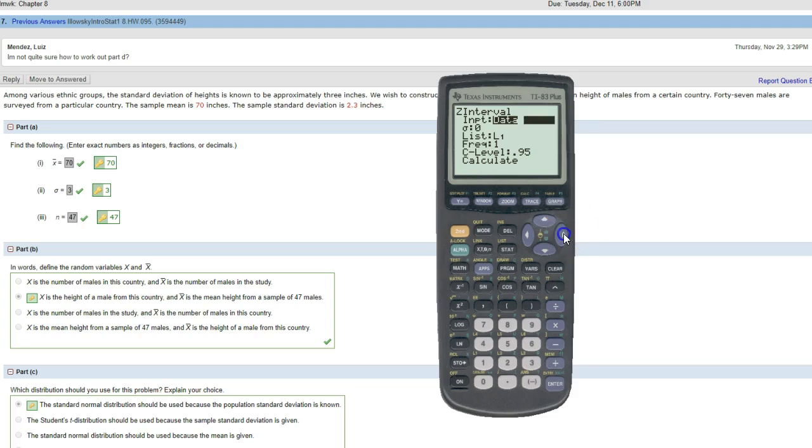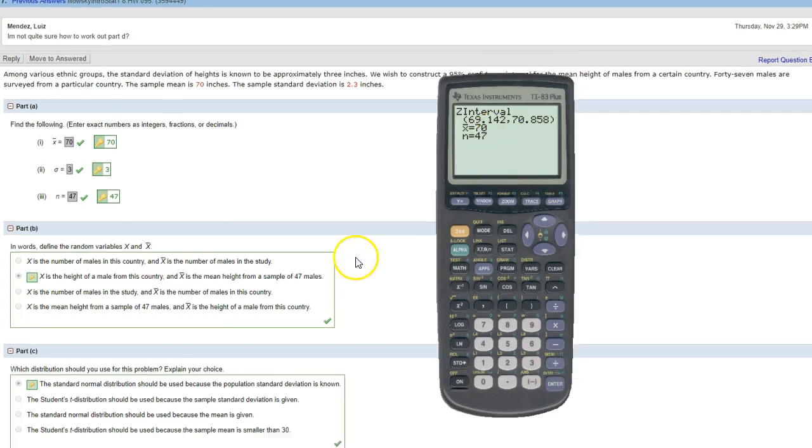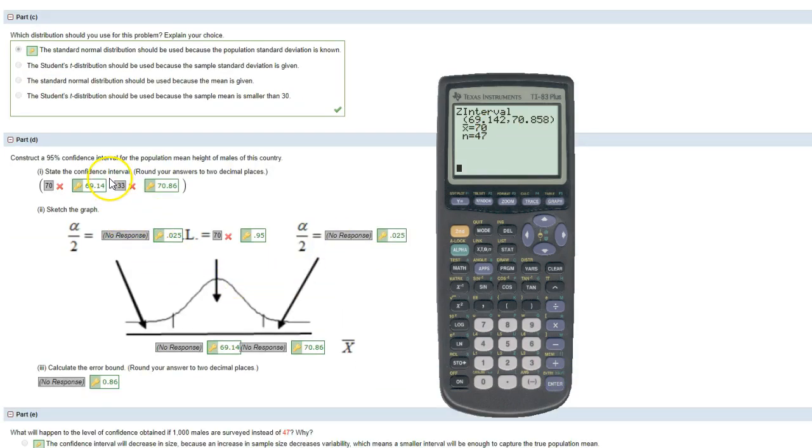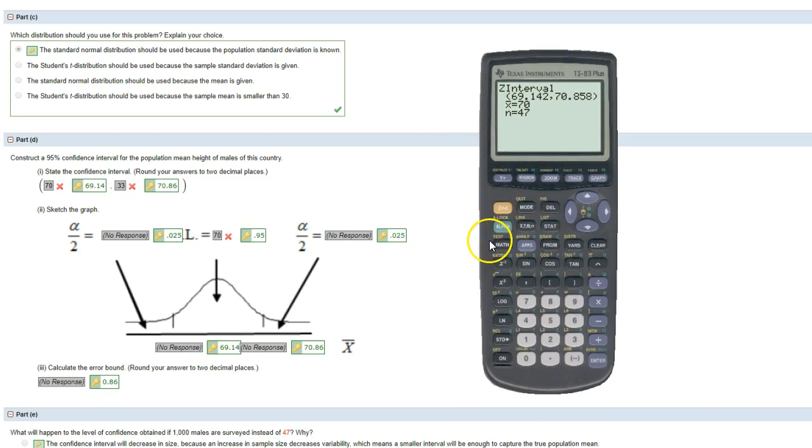And we have the stats given to us in the question. We know the population standard deviation is 3. The mean is 70. And we had 47. We're looking at a 95% confidence interval. And so we calculate, and we get our confidence interval of 69.142 to 70.858. So there is our confidence interval.